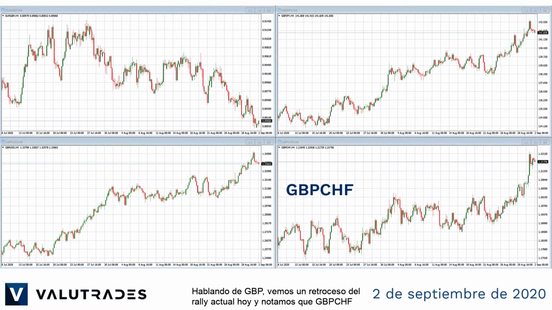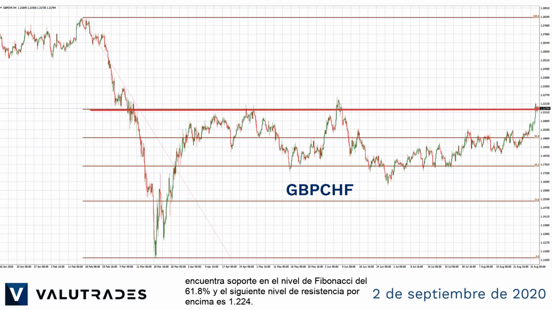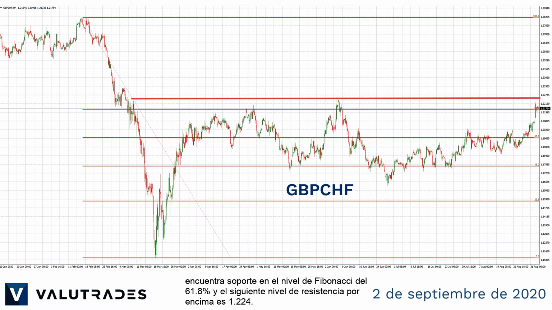Speaking of GBP, we see a retreat from the current rally today, and we note that pound Swiss finds support at the 61.8% Fibonacci level, and the next level of resistance is above 1.224.